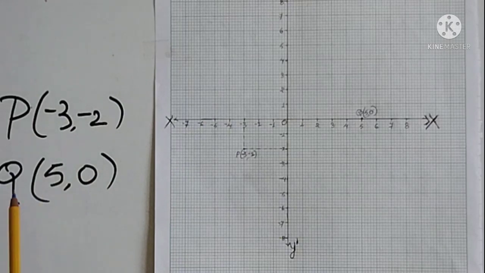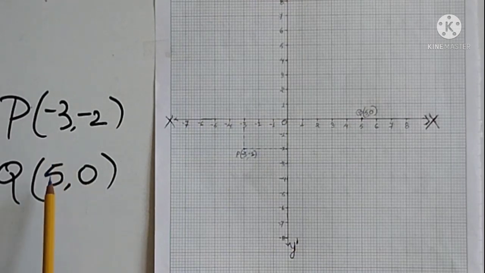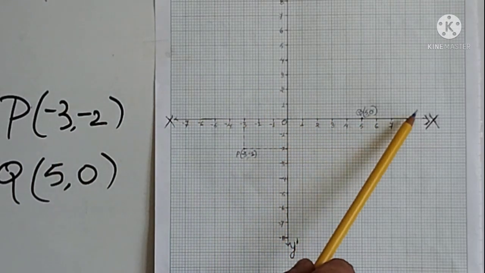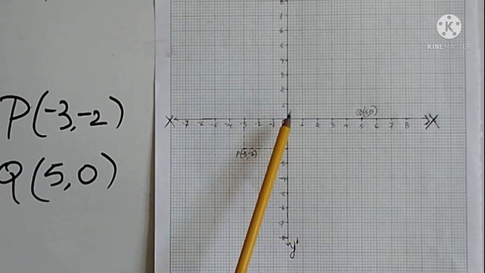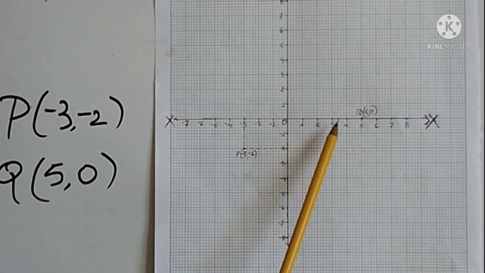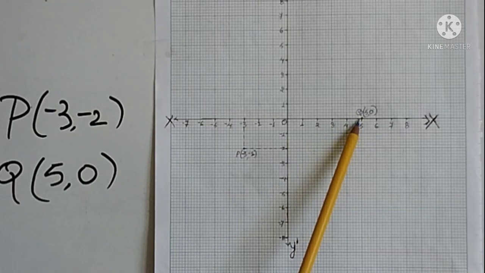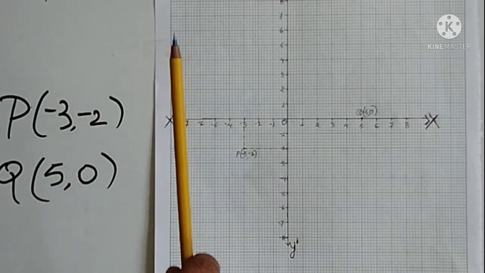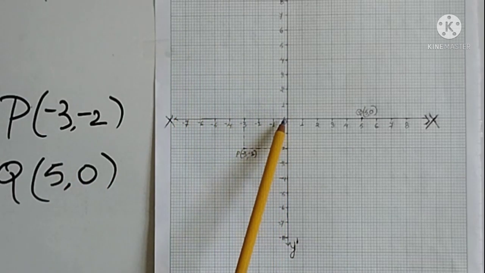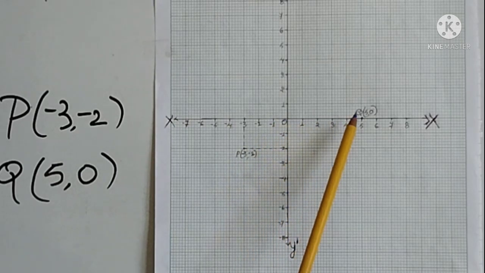Now the next one, Q, your abscissa is 5 and ordinate is 0. So 5 means your x coordinate. So where will you look? In x. So 5. So from the origin 0, count 1, 2, 3, 4, 5. So this is the point 5. Okay. And ordinate is 0. That means y coordinate is 0. Where is your 0? 0 is over here. So the point Q will be over this point, (5, 0).